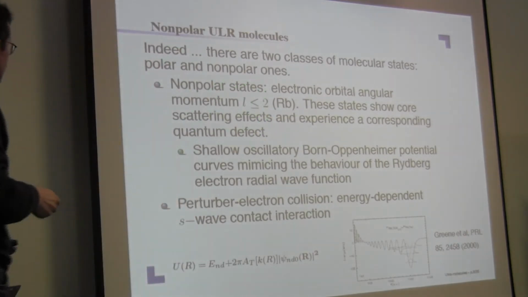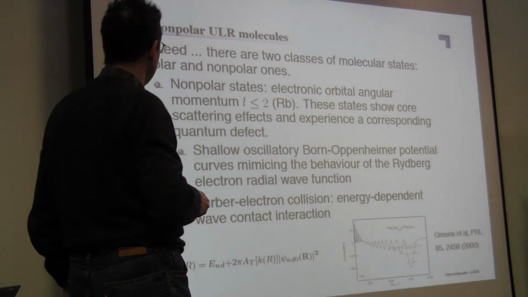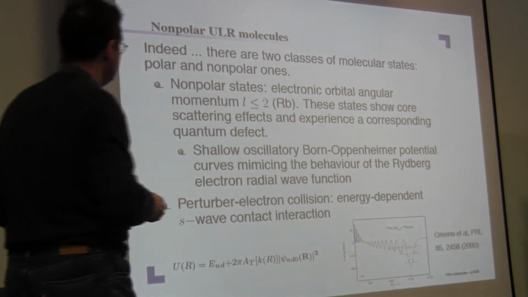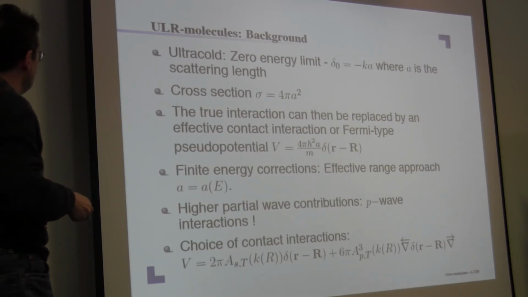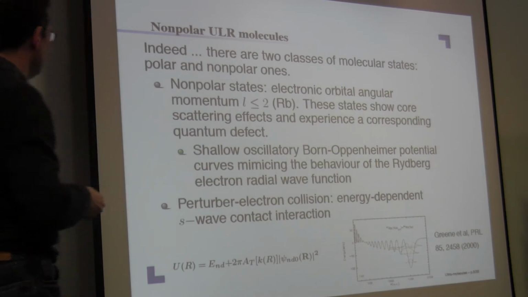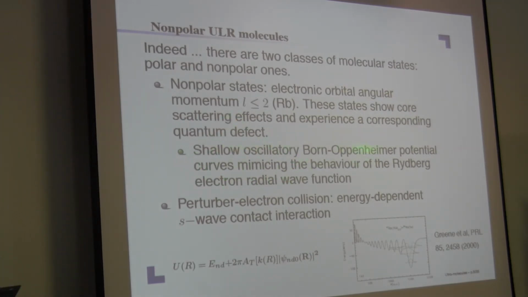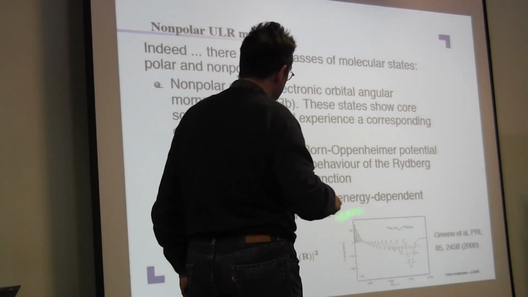So if we focus for a minute on non-polar states, which is low angular momentum, something like L equal to 0, 1, or 2, then these have core scattering effects, and what are finally called quantum defects. This is the energetic shift due to the core scattering. And then if you take these interactions, and I'll explain in more detail later, then you get shallow oscillatory Born-Oppenheimer potential energy curves. This is what I've been indicating here, and which is now given here from the work of Hamilton, Greene and Dickinson. So this is how it looks.